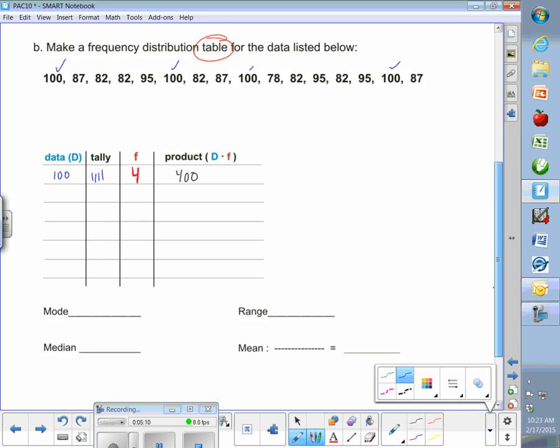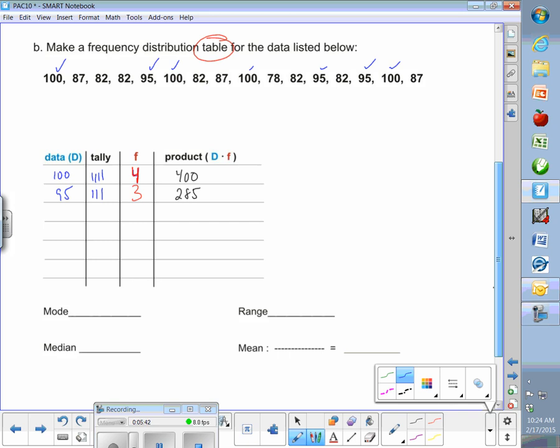Okay, I'm looking for the next highest piece of data. And again, I'm looking through, and I see that it is a 95. So 95 will come next. There's one of them. There's a second. And there's a third. So I have 3, going back to my red here. I have 3 95s. Again, I can multiply my 3 times my 95, and that's a 285. And I'm just working my way through the data.